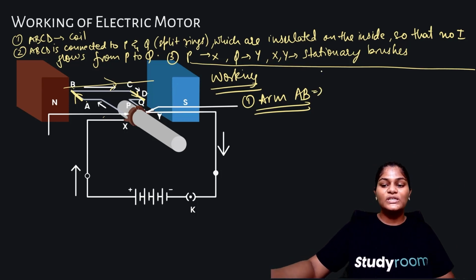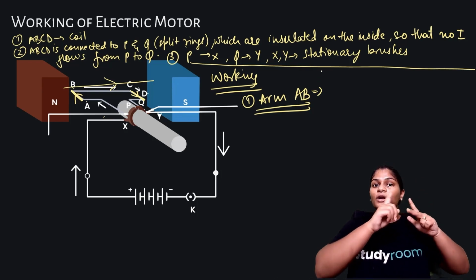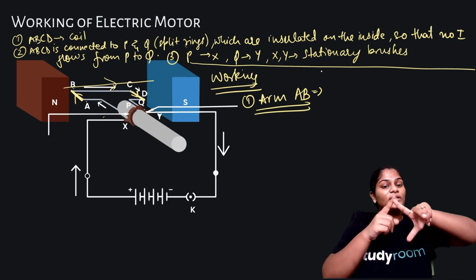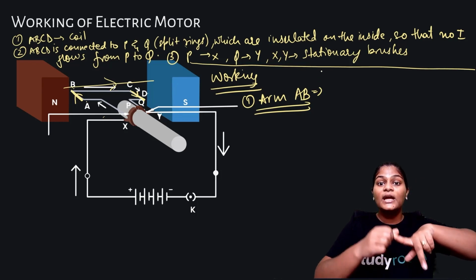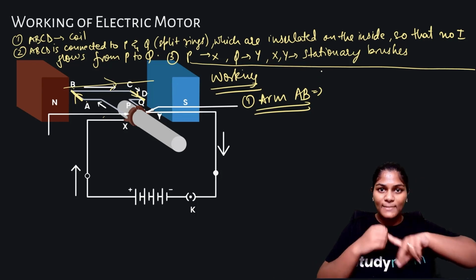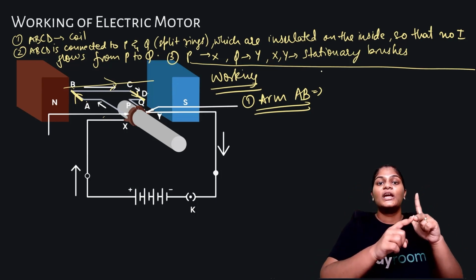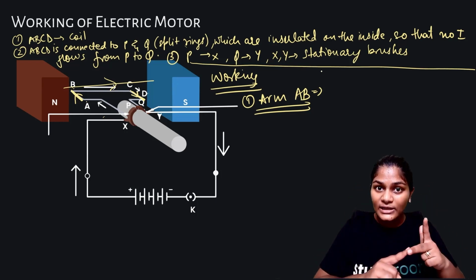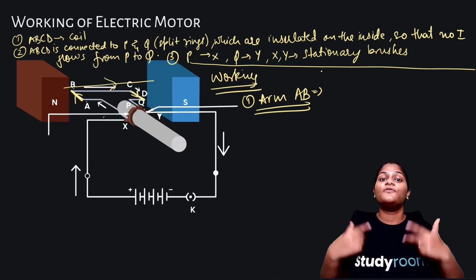What do we notice? Using Fleming's left hand rule, tell me what each of the fingers means. Which direction should the index finger point in? It should point in the direction of the magnetic field. Which direction should the middle finger point in? It should point in the direction of current. And which direction should the thumb point in? It gives you the direction of force.